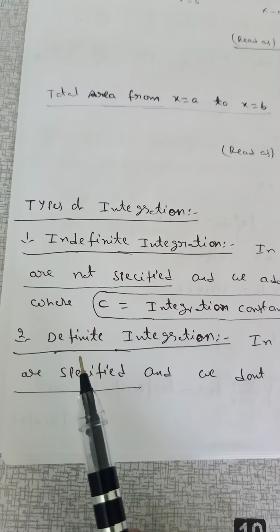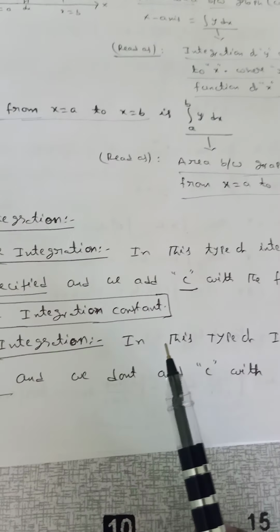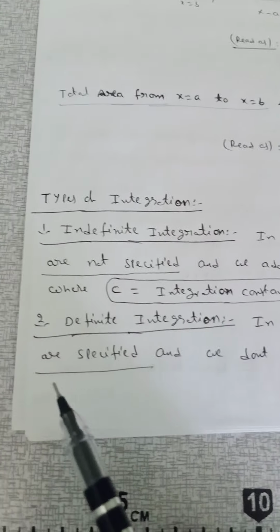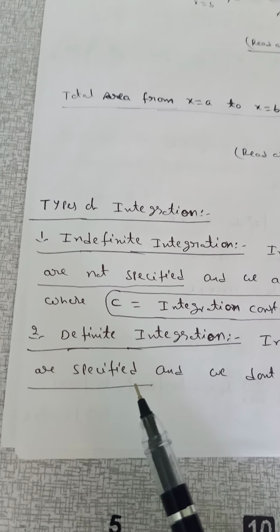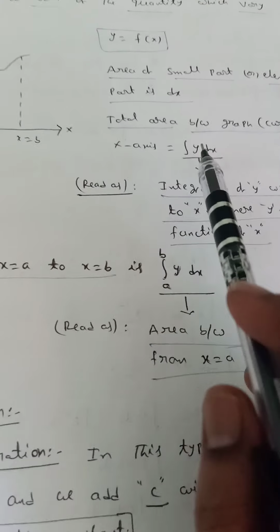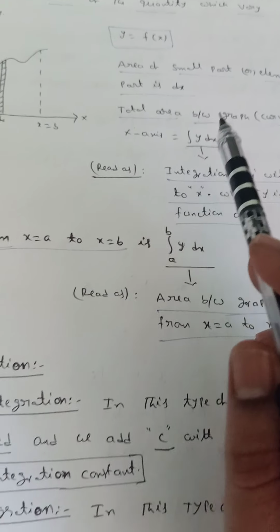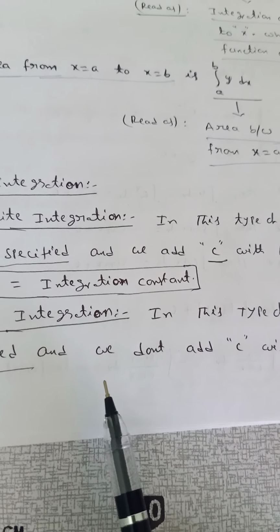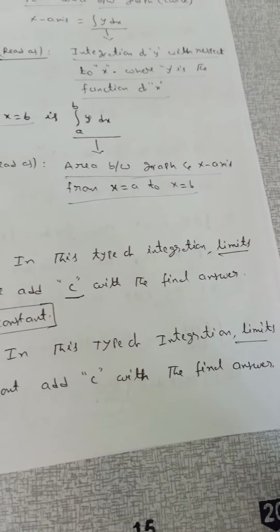Next, the second category, definite integration. In this type of integration, limits are specified. This type of function is called definite integration, and that type of function is called indefinite integration. And we do not add c with the final answer of a definite integral.